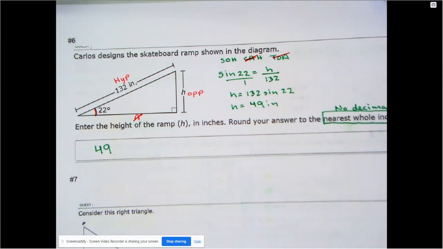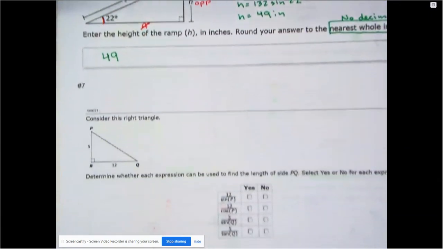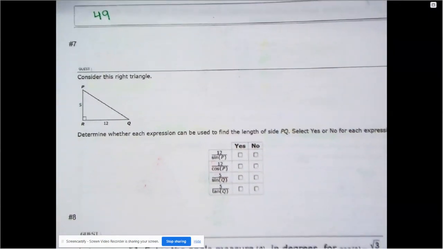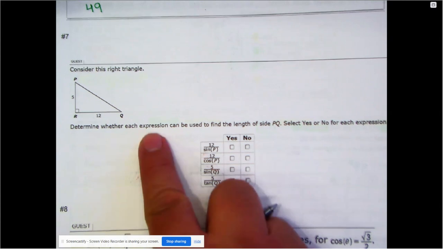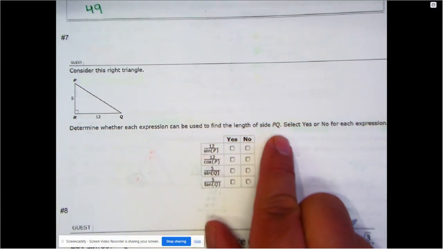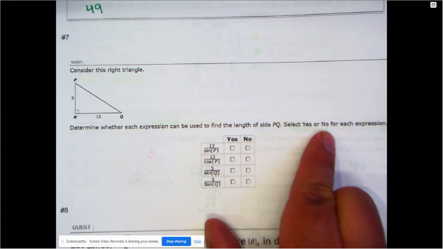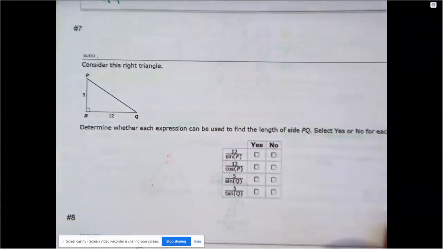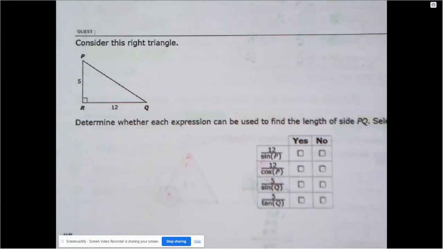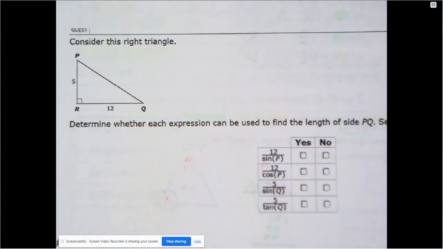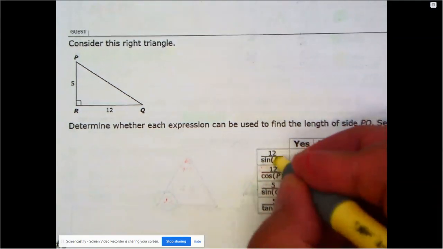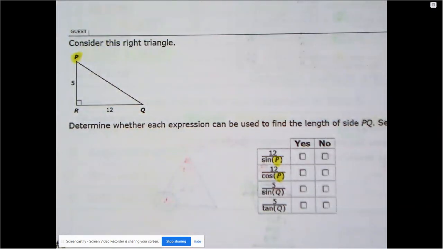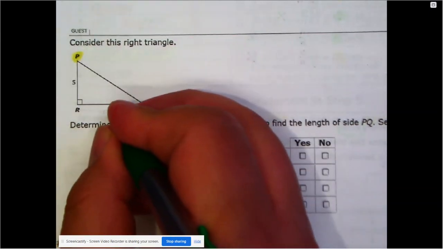All right, let's keep going again. Number 7, consider this right triangle. Determine whether each expression can be used to find the length of side PQ. Select yes or no for each expression. All right, so we don't need to see that whole part there. We can zoom in now a little bit more. This is very similar to the problem where all you do is set it up. Let me show you what I mean. When I look at these first two, they're using the letter P. Well, then that means that's going to be my reference angle. So if that's my reference angle, this is the opposite.